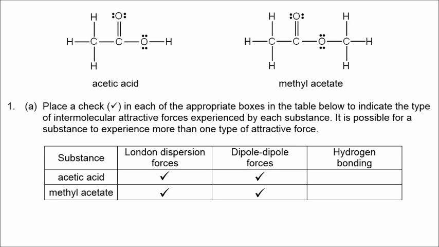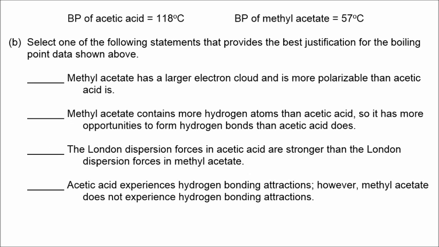But as you can see, only acetic acid has a hydrogen directly bonded to an oxygen, so the acetic acid experiences hydrogen bonding, whereas the methyl acetate does not. We would expect the attractive forces in acetic acid to be a little bit greater than the attractive forces in methyl acetate. And sure enough, acetic acid does have a higher boiling point. It must be because acetic acid experiences hydrogen bonding, however, methyl acetate does not.